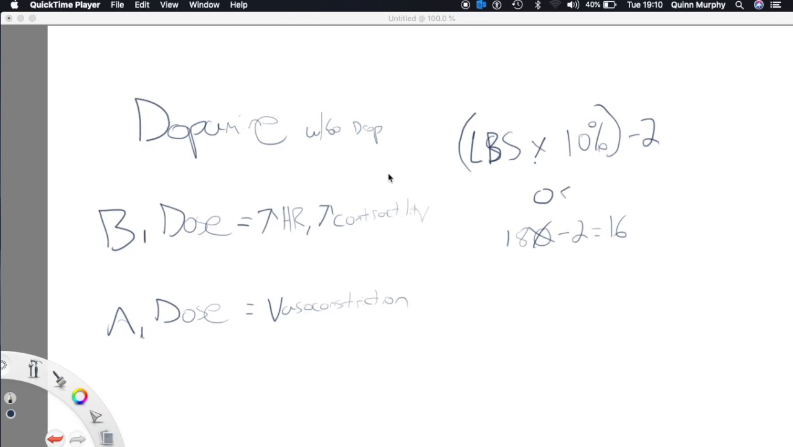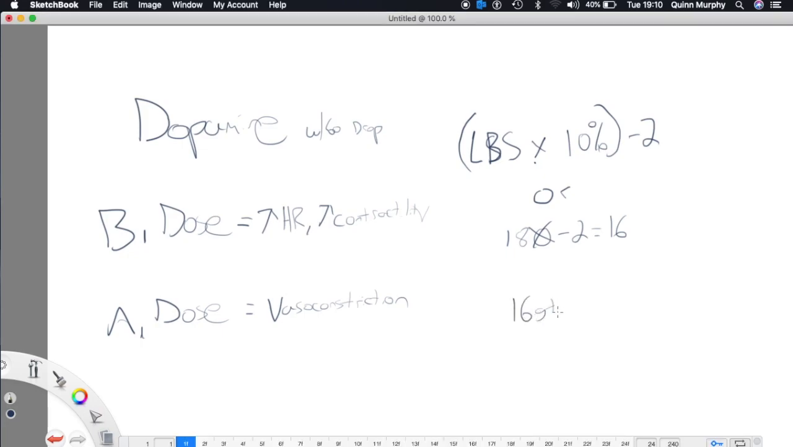So the formula on the right, if I were to put it in a formula, is their pounds times 10%, minus 2. Or, more simply, take their weight in pounds, chop off the last number, and subtract 2. And that number there, 16, that is your beta dose. So for congestive heart failure or post-cardiac arrest with hypotension, you're going to give 16 drops a minute with the 60 drop tubing for your beta dose.